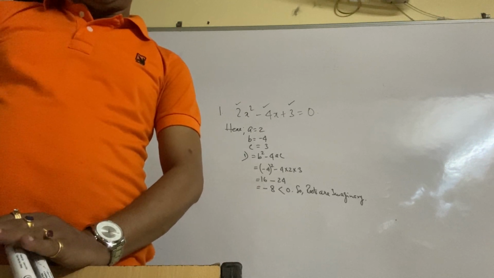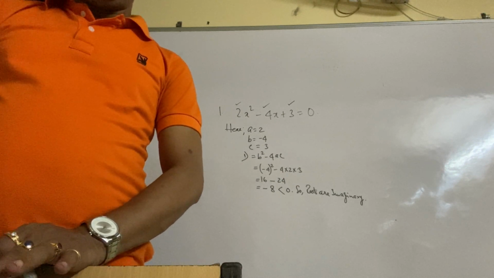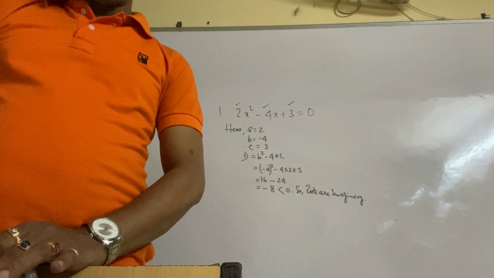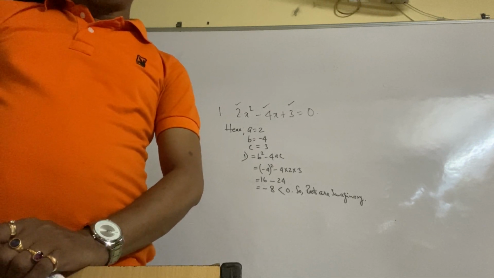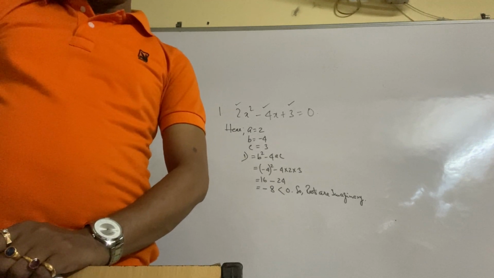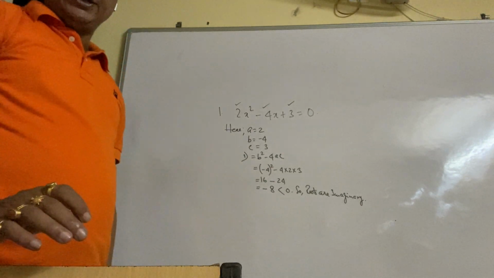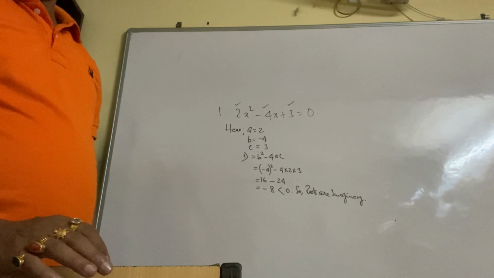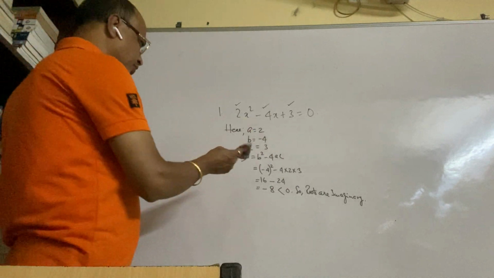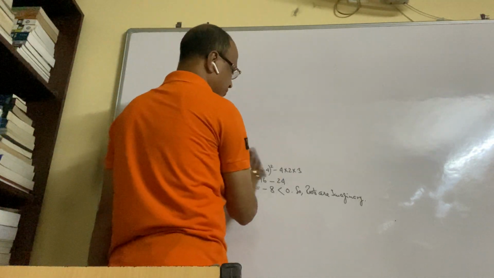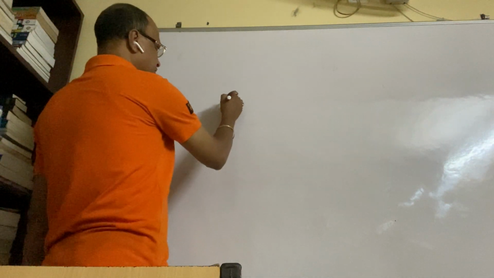Second type of question, take the question. Find the value of k so that the equation have two real and equal roots. So that the equation have two real and equal roots. So based on this, take one sum.